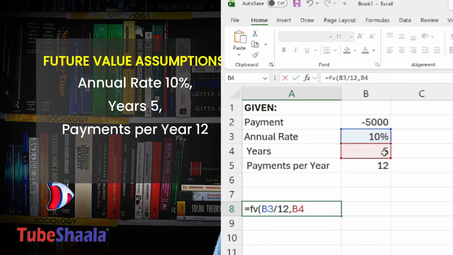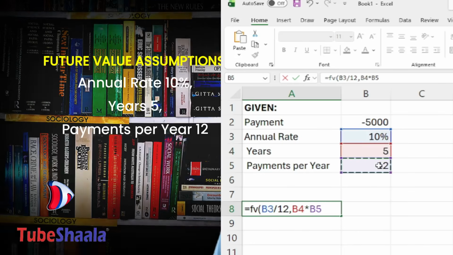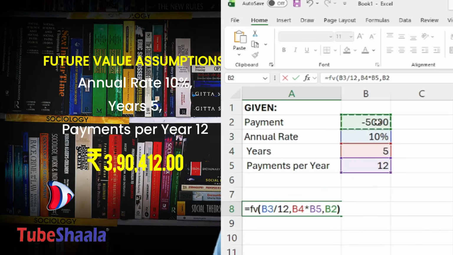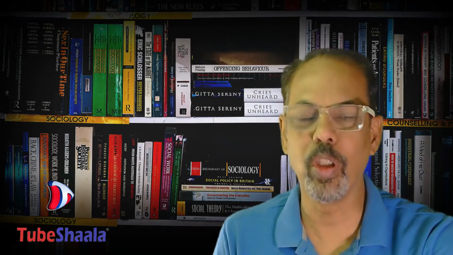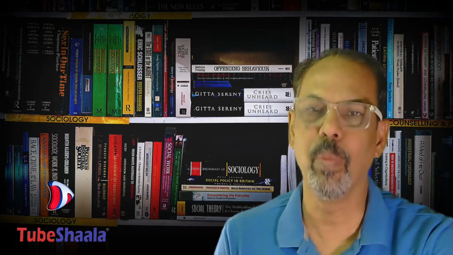Now the future value of a monthly investment of rupees 5,000 every month for 5 years at 10% annual rate would be rupees 3,90,412. Small monthly amount compounded over time becomes real money.